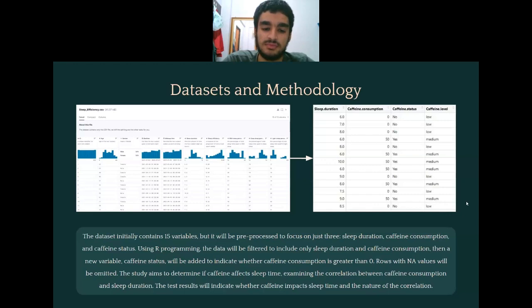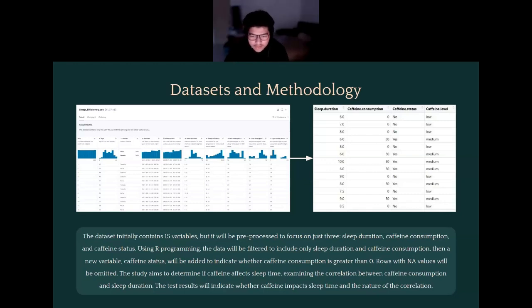The dataset has 15 variables. In the picture shown in this PowerPoint, it's only 10. There are 5 more, but we will reduce to 3: sleep duration, caffeine consumption, and caffeine status. Using R, data will be filtered for sleep duration and caffeine consumption, adding caffeine status to indicate if caffeine consumption is greater than 0. Rows with NA values will be removed. The study aims to determine if caffeine affects sleep time. We will be examining the correlation between caffeine consumption and sleep duration. Results will show if and how caffeine impacts sleep time.